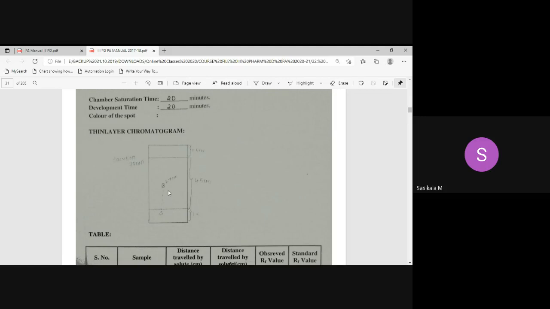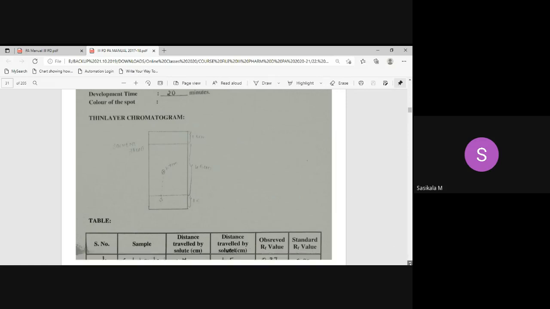The sample has traveled 1.7 centimeter. So this is your sample distance. And the solvent moves up to 4.5 centimeters so that it reaches 3/4 of the plate. On the upper side also you have left 1.5 centimeters, so 3 centimeters you have left in total, and 4.5 centimeter your solvent has moved for separation. So this is about the movement. Note down the readings. You need to draw the same thing in your manual. First draw in your observation and then copy it in the manual.